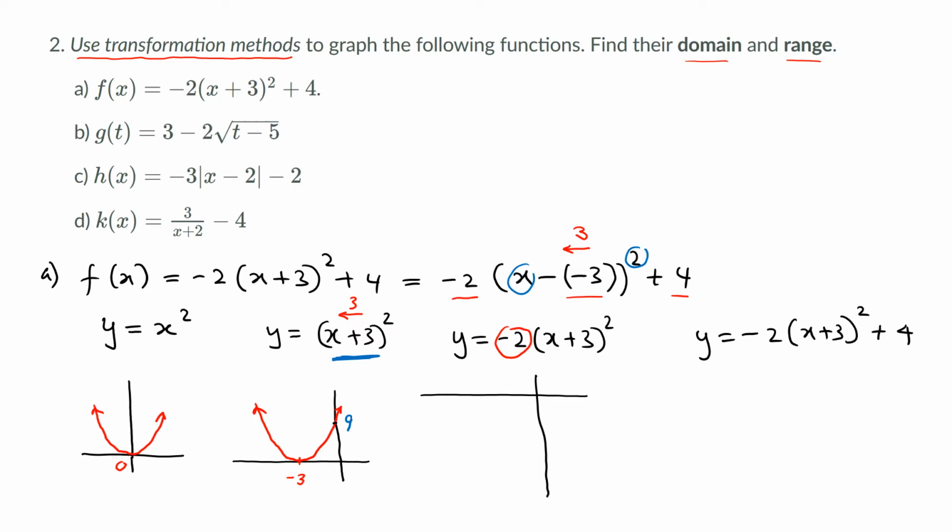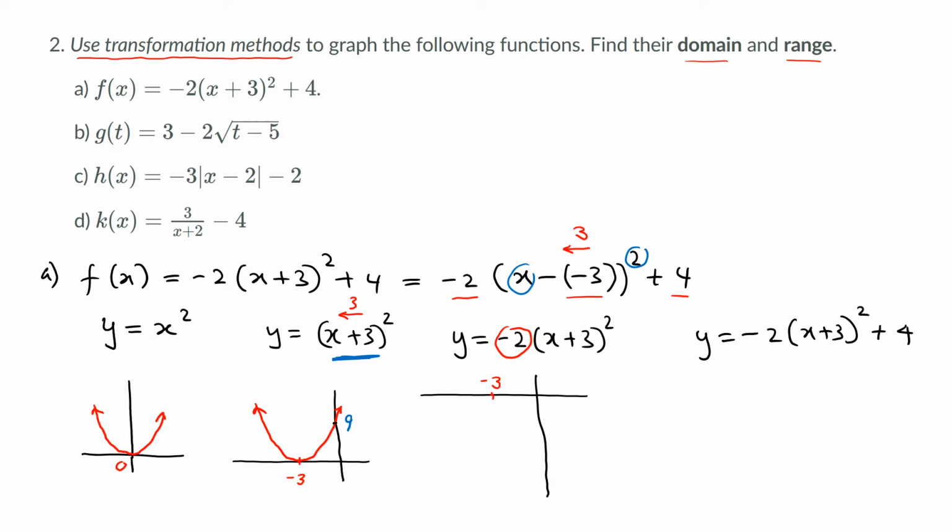So there are no horizontal changes. That means -3 can stay at -3, because as we talked about in the transformation video, if it is an inside change, it is a horizontal change. If it is an outside change, it is a vertical change. -2 is outside of the parent function, so that means it's only affecting vertically.